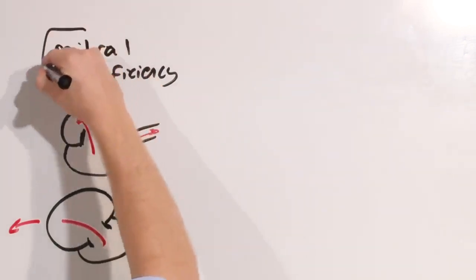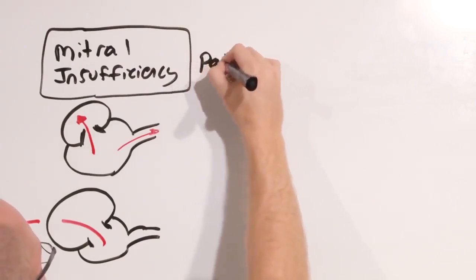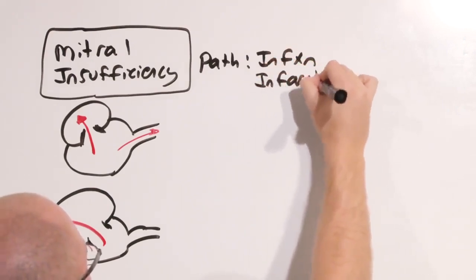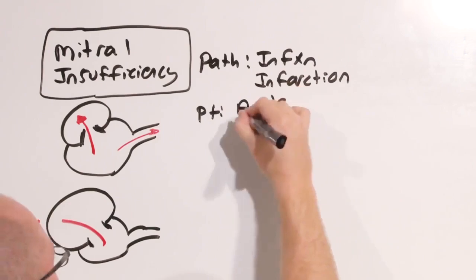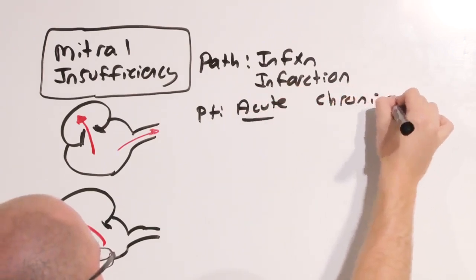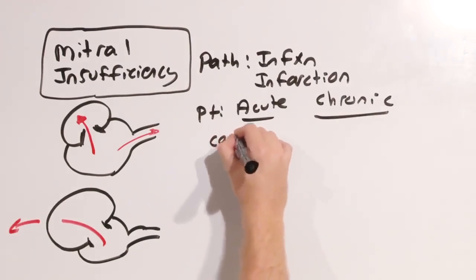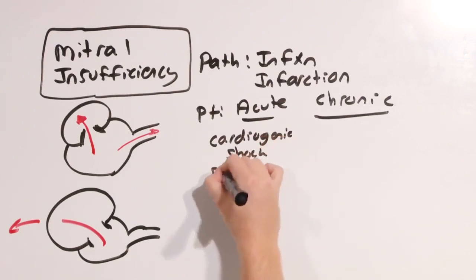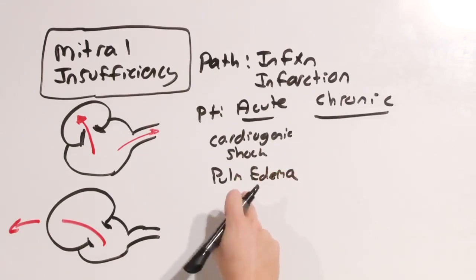The way you get mitral insufficiency is the same way you get any insufficient murmur. The path is going to be infection and infarction. The patient presentation is either going to be acute or chronic. See the parallels to aortic insufficiency. The acute presentation is going to be in cardiogenic shock with flash pulmonary edema. It is going to need an emergent valvular replacement.